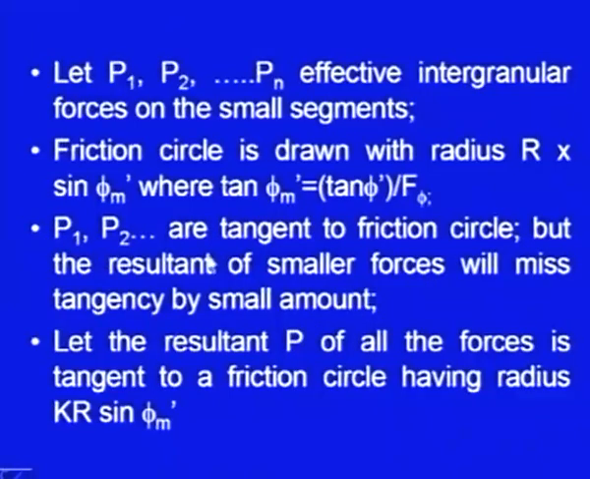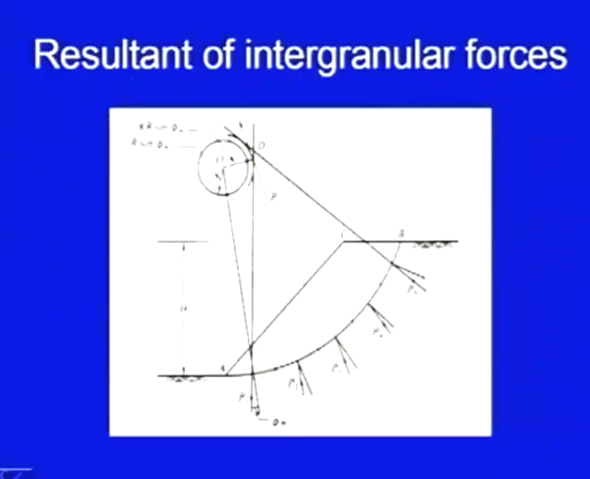Now, P1, P2 are tangent to the friction circle that I discussed, but the resultant of these smaller forces will miss the tangency by a small amount. Here I have shown it. If you draw the small component, then that intergranular force will be tangent to this smaller friction circle. But when you take all these components and take their resultant, it has been found that their resultant will miss the tangency by a small amount here.